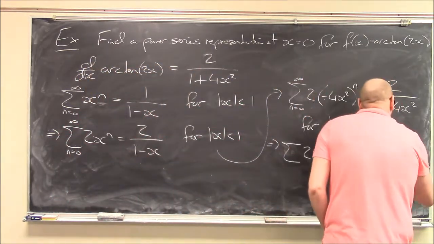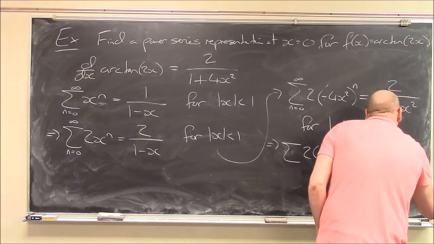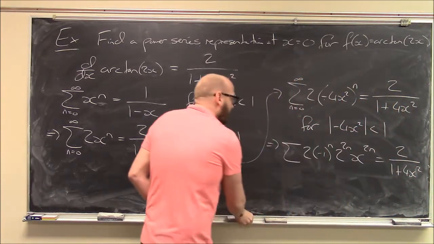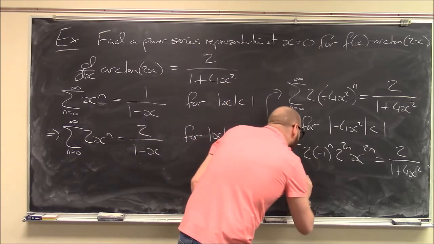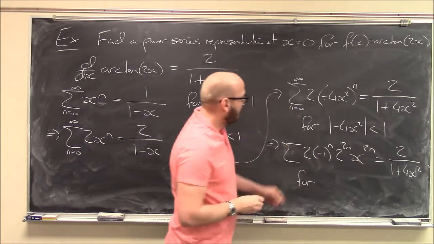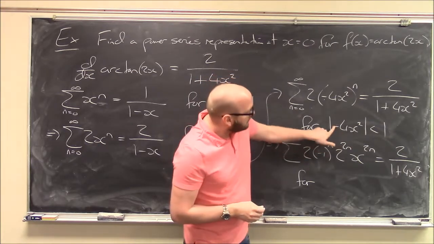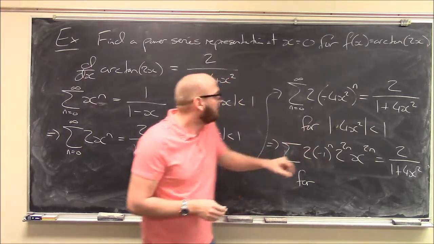That equals 2 over 1 plus 4x squared. Where does it converge? Well, now this converges for... minus doesn't really matter, right? Inside absolute values, minus doesn't matter. I can just erase that.